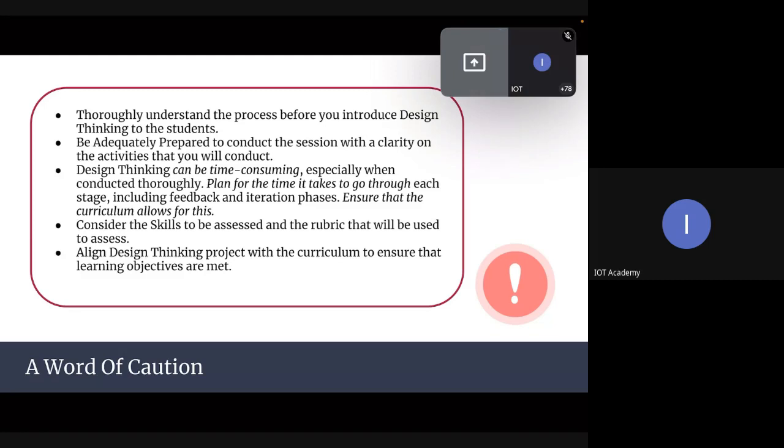So remember, you don't have to use it for all the concepts that you teach, but you have to use it for what you can use it for. Think about it very, very carefully and then use it in your classes.